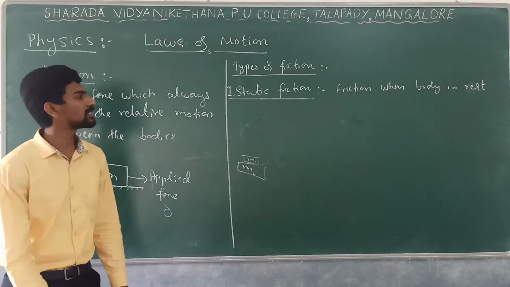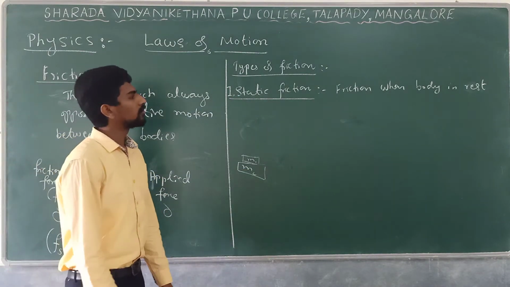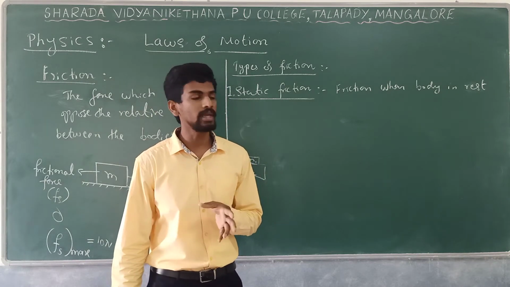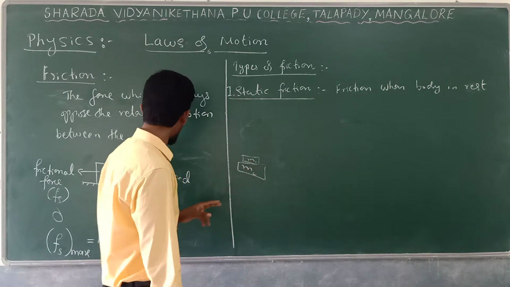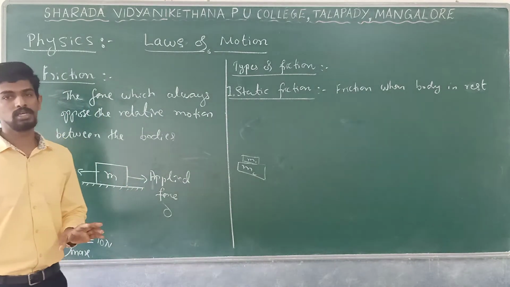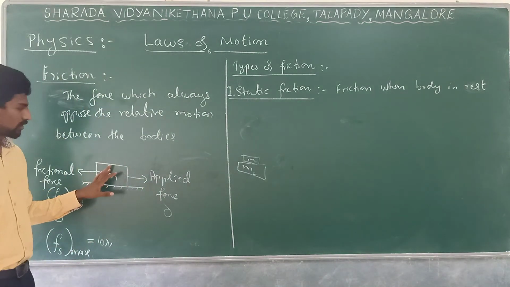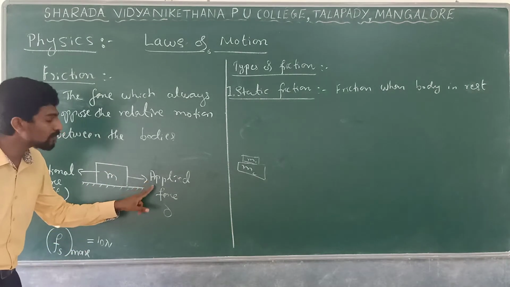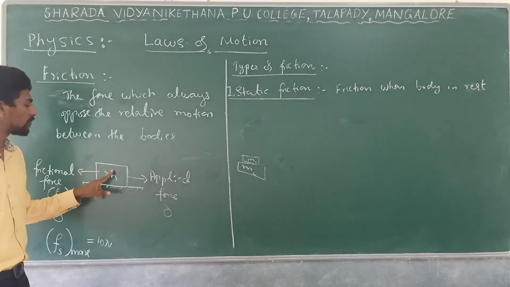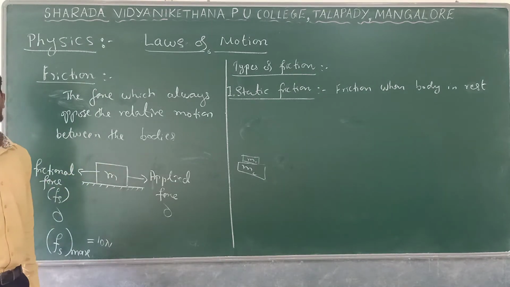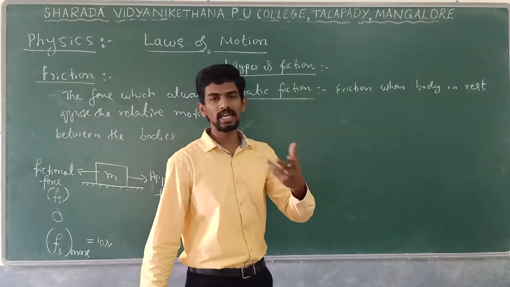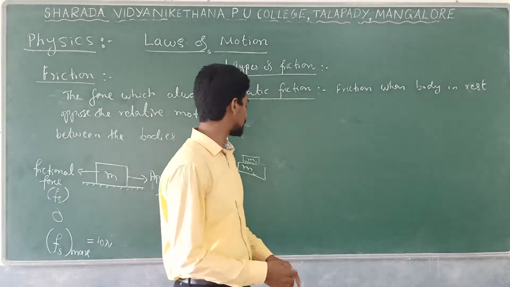The first one is static friction. The friction when the body is in the state of rest, it is not moving. For example, this body in the state of rest. When the body is in the state of rest, if you want the frictional force, you have to apply some force. Correct? If you apply some force to a body in the state of rest, then frictional force will be there. That frictional force is called what? Static friction. Static means in the state of rest here.